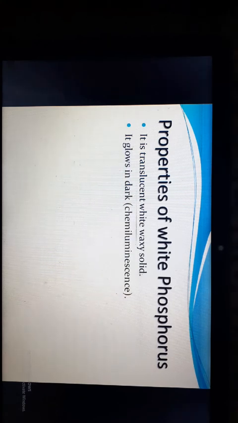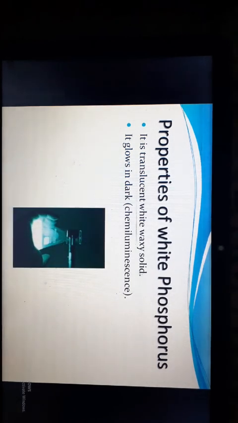It glows in the dark, and the phenomenon when an element glows in the dark is called chemiluminescence. That means the property of the element to glow in the dark. Here in the picture you can see white phosphorus in a conical flask, and if you keep it in the dark, it glows. That means it emits some kind of light.